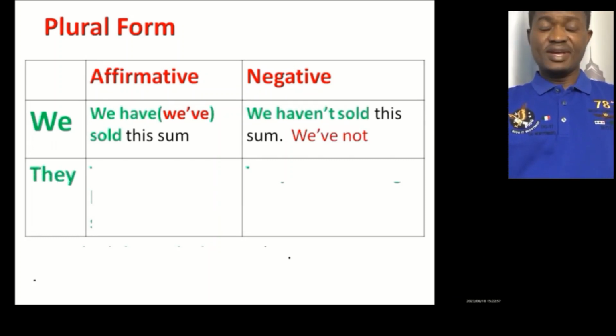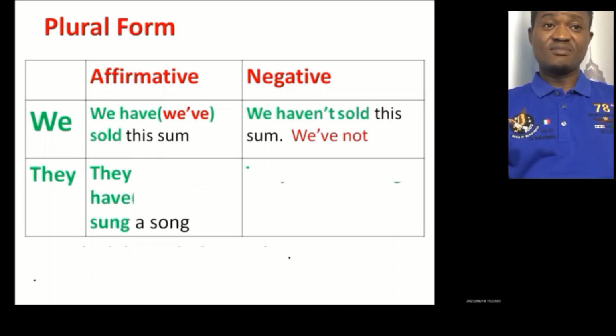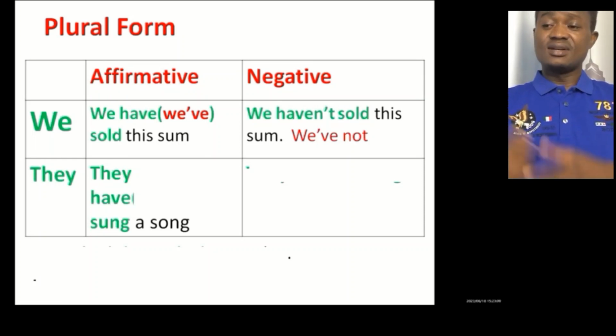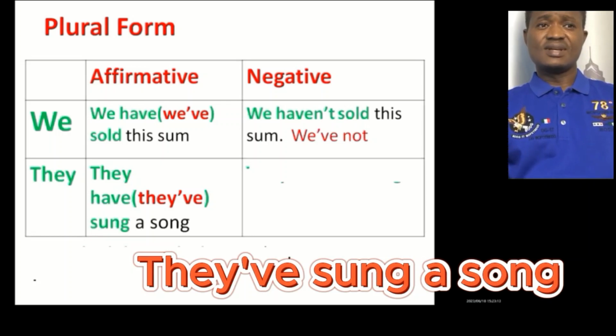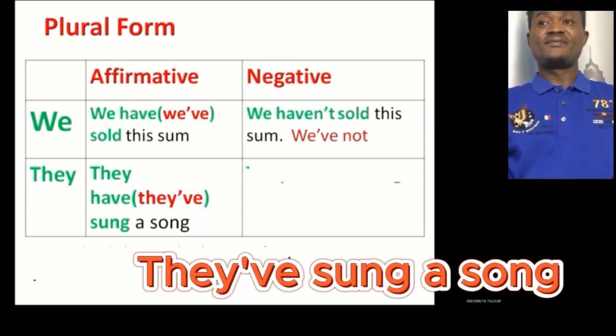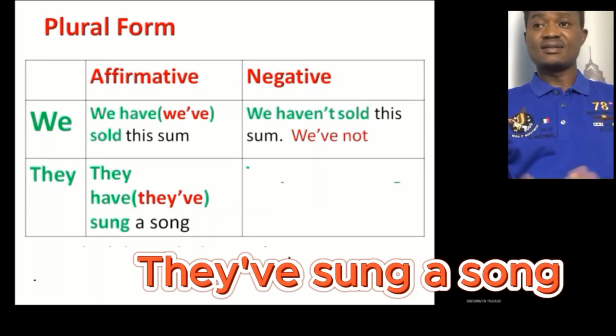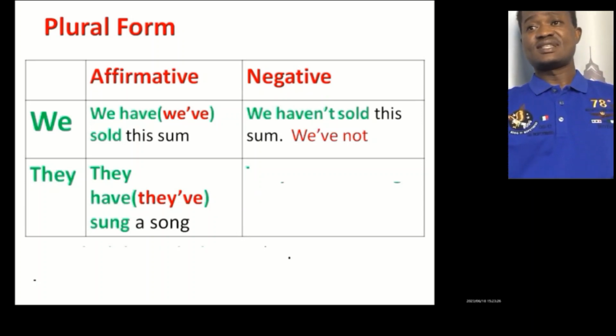Okay, let's go to they, the plural form. They have sung a song. That's the affirmative sentence. Sometimes we can say Dave sang a song. So the contraction for they have can be Dave sang a song. Okay, that is the affirmative sentence.